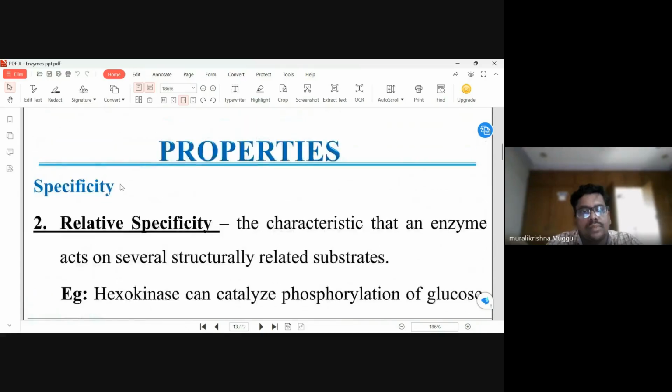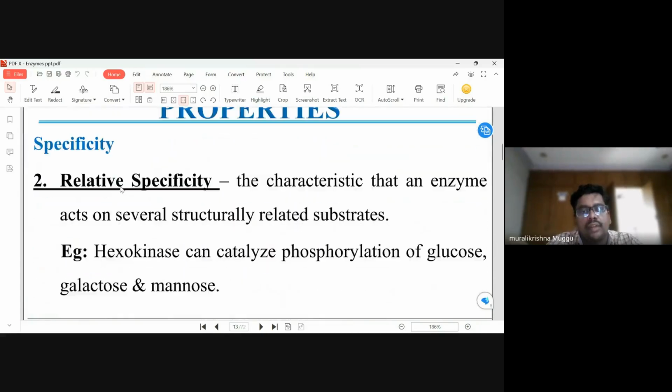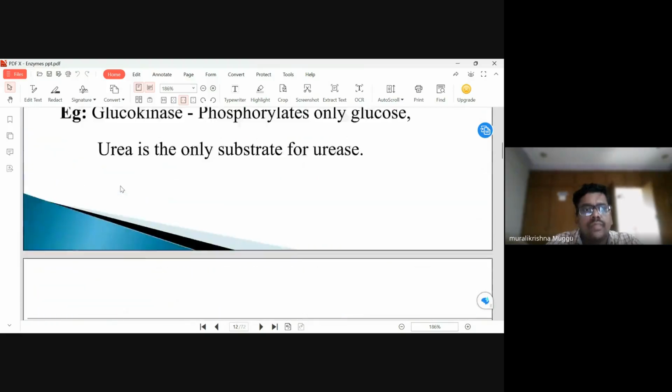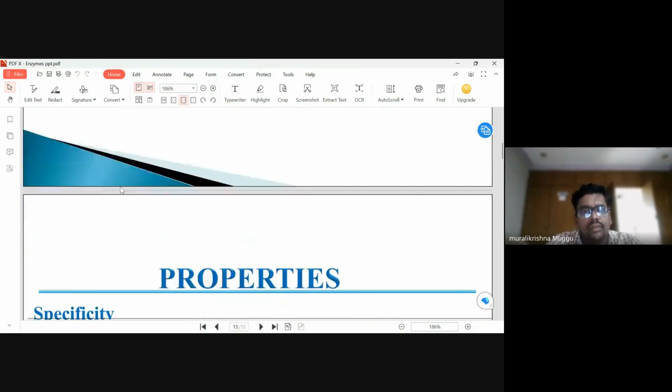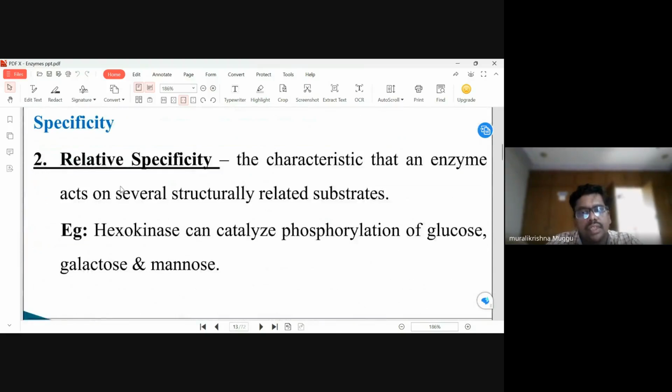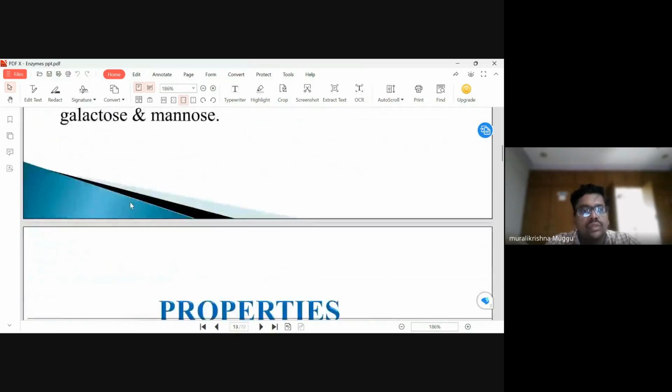So there are two types of specificity, absolute specificity and relative specificity. Relative specificity is the characteristic that an enzyme acts on several structurally related substrates. Absolute means only one substrate. Relative means they act on several structurally related substrates. Hexokinase can catalyze phosphorylation of glucose, galactose, and mannose. Galactose and mannose are the epimers of glucose. In isomerization, we know that galactose and mannose are the epimers of glucose. They are structurally related, made up of six carbons only. So hexokinase can catalyze phosphorylation of glucose, galactose, and mannose.